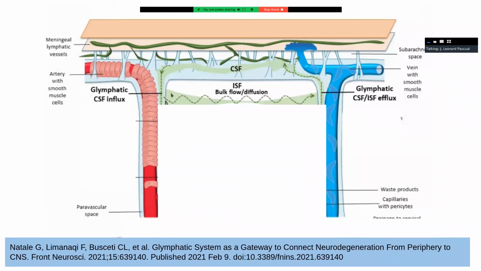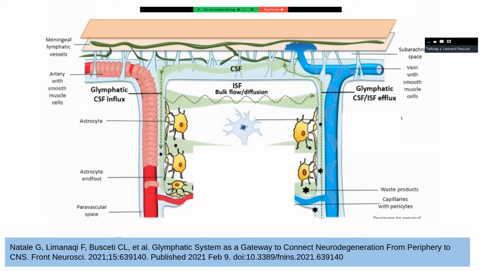So what happens is CSF enters that paravascular space. So around your arteries, around your veins, and into the brain parenchyma, the brain tissue. So diffusion pushes this. So the CSF mixes with the fluid around the arteries and the veins and enters your interstitial space. So that's ISF, interstitial fluid.